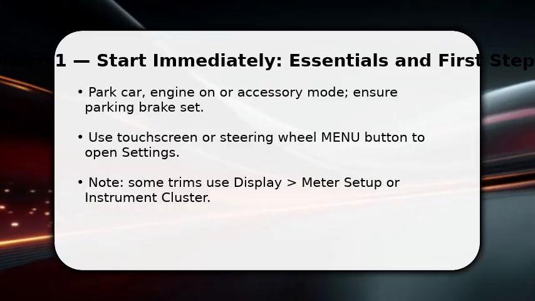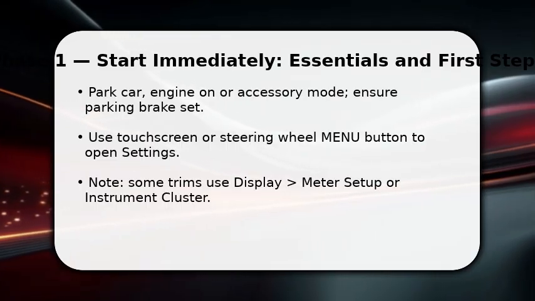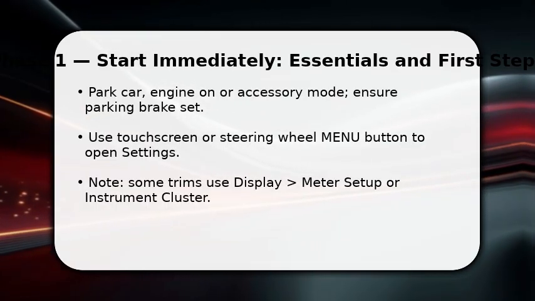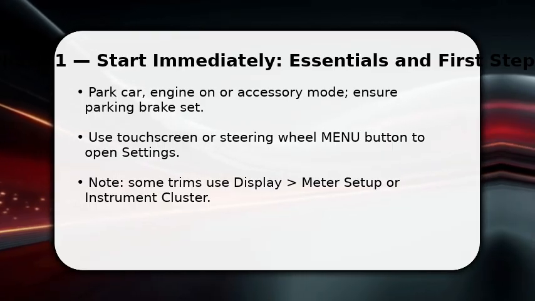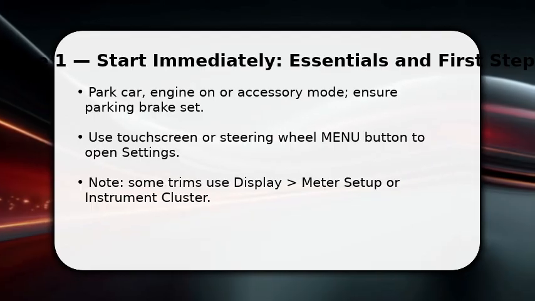You start by parking safely and turning the car to accessory or run. Make sure the parking brake is engaged so you can interact freely. Next, press the touchscreen settings icon or the steering wheel menu button. This opens the system quickly.